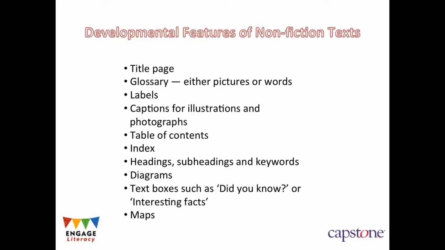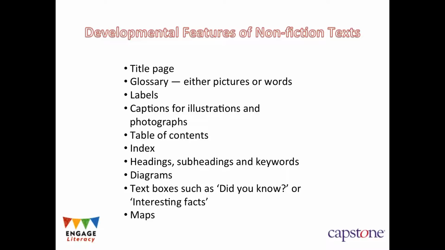Engaged literacy non-fiction texts contain a number of features that help to locate information, explain, expand and define. Some of these features include a title page, a glossary containing either pictures or words, labels, captions for illustrations and photographs, a table of contents, an index, headings, subheadings and keywords, diagrams, text boxes such as did you know or interesting facts, and maps. The text features are gradually introduced, starting with basic features and moving to more complex features.